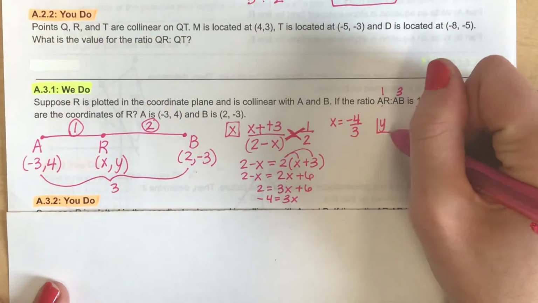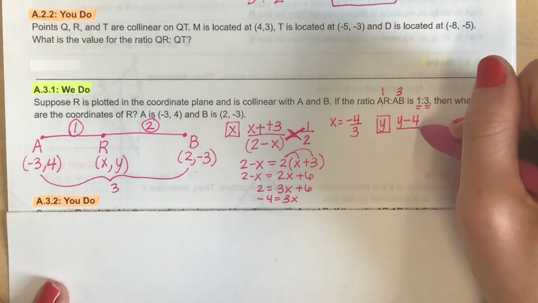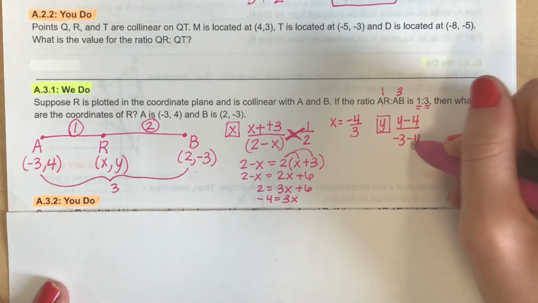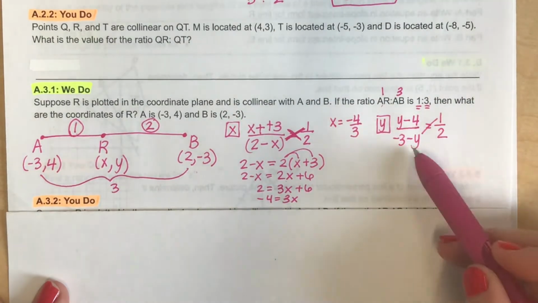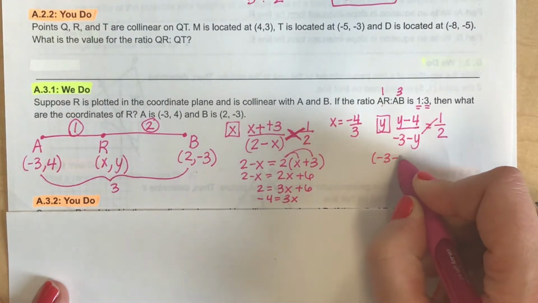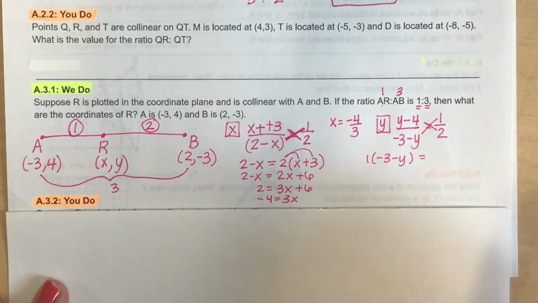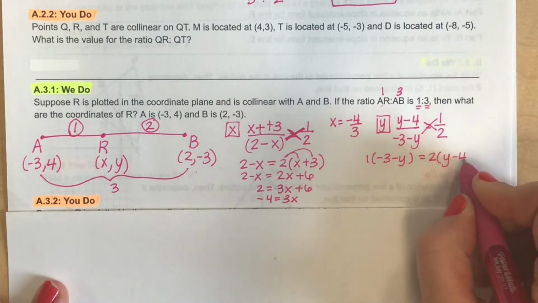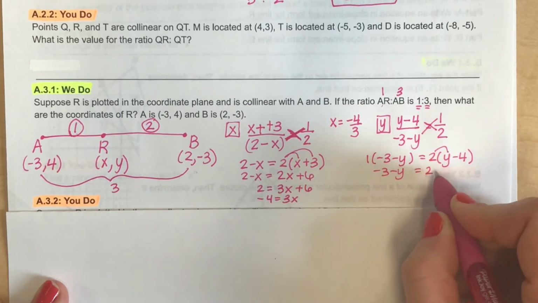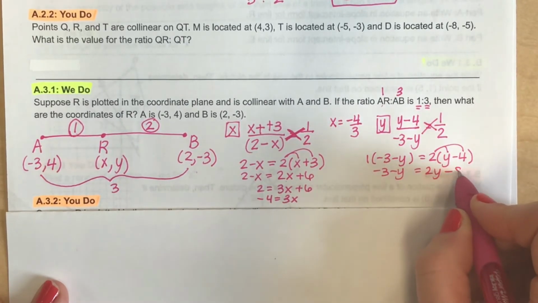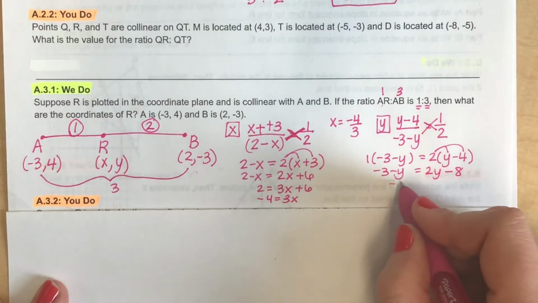Now I'm going to do the same thing for my y's. Middle minus first over last minus middle. Set it equal to my ratio, cross multiply. 1 times this is going to leave it alone. I don't really need those parentheses, but that's okay. And then, right, because if I have the 1 there, nothing happens. 2 times y minus 4, I'm going to have to distribute like I just did. So 2 times y is 2y. 2 times negative 4, negative 8. I'm going to move this negative y over to this side by adding the y.